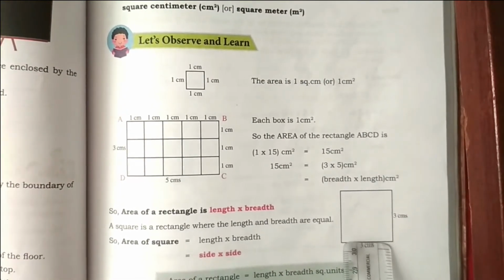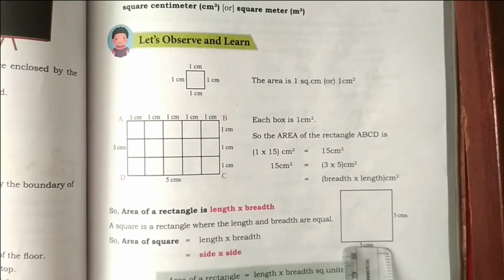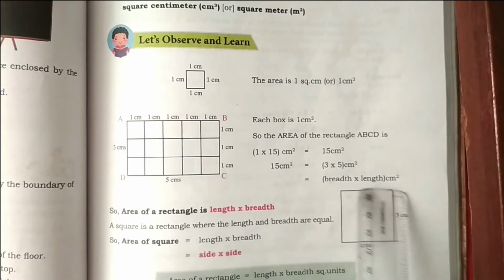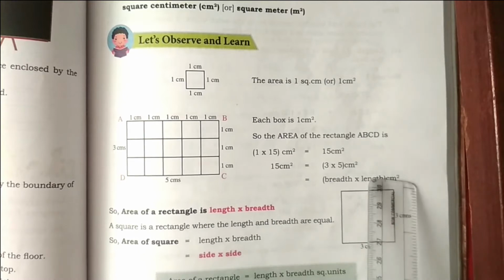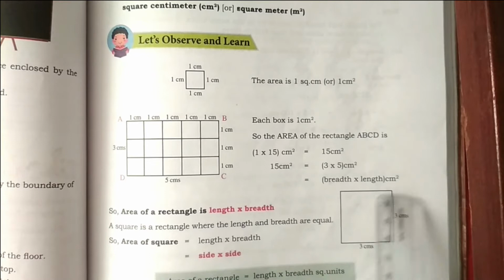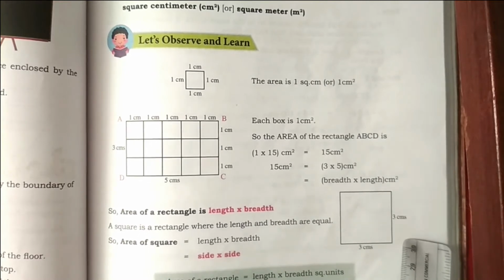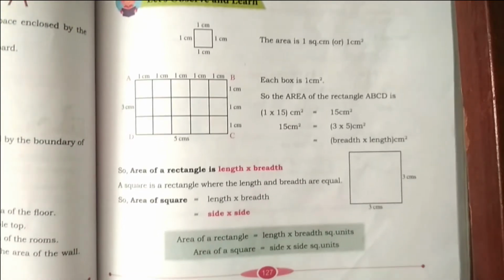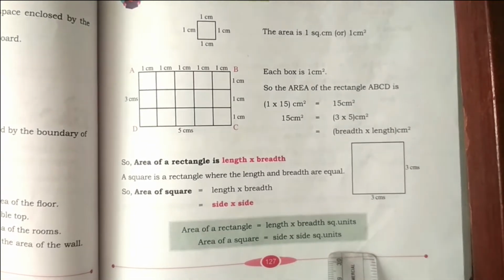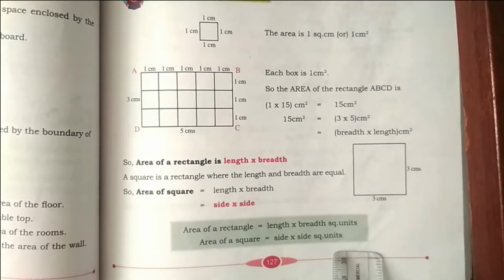Likewise, if we say the area of a square, in a square the length of each side is equal. So, to find the area of a square, we'll multiply the number of squares covering any two sides, that is length and the breadth. Only the two sides we will calculate. So, here what is the formula? Area of a square is equal to side into side square units.